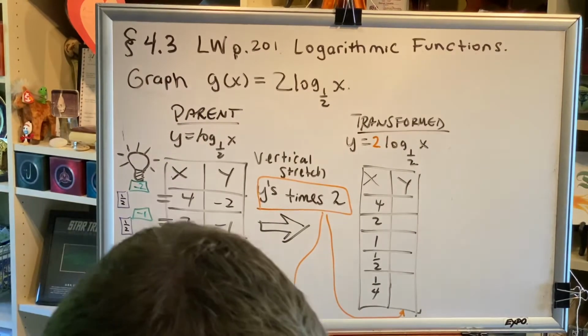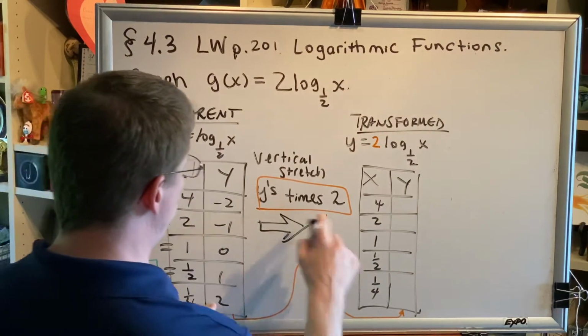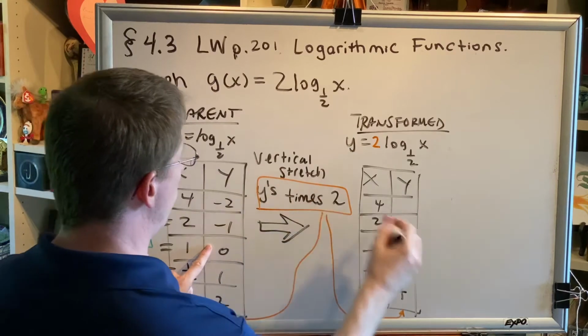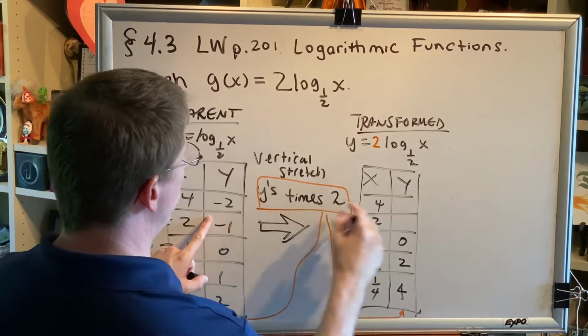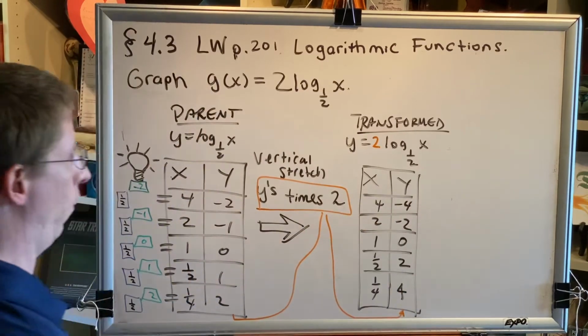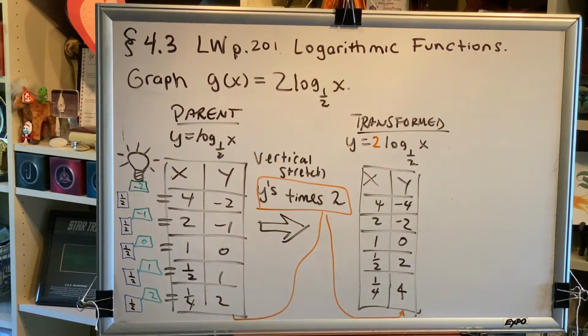So what are our new values going to be? Let's see. 2 times 2 is 4. 1 times 2 is 2. 0 times 2 is 0. -1 times 2 is -2. -2 times 2 is -4. All right, there we go. We've got all of our new values. All we have to do now is plot them.